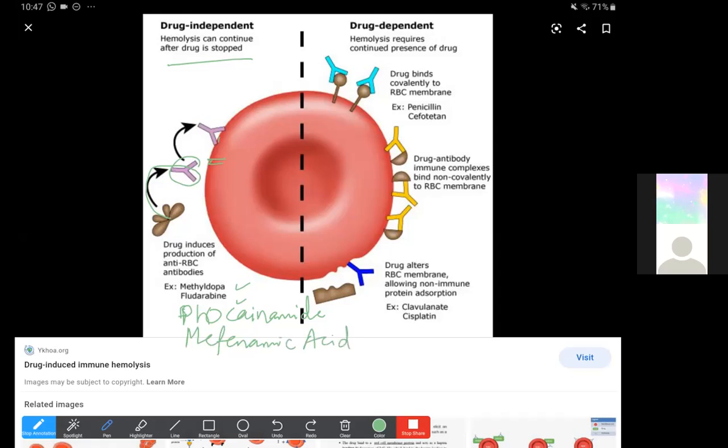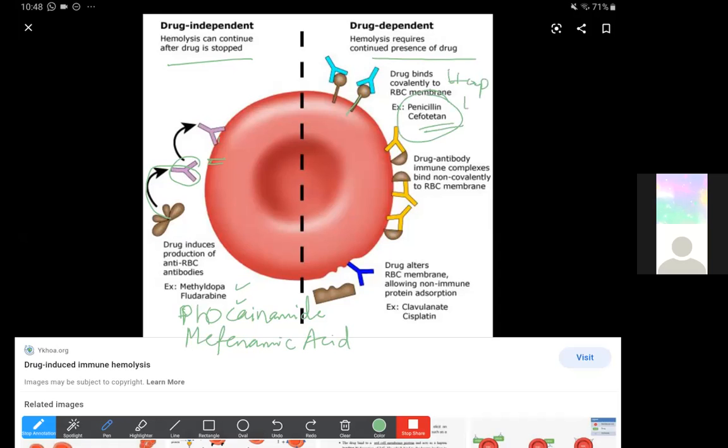And then we have the drug dependent hemolysis, which requires the continued presence of the drug, and this drug could bind covalently to the RBC membrane. For example, penicillin and cefotetan. These are notorious for binding to the RBC membrane. Here the drug covalently binds to the RBC membrane, and this is the hapten dependent mechanism.